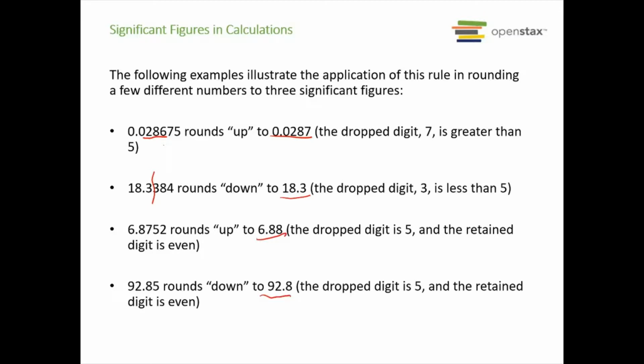I want to talk about these last two. 6.8752 rounds up because the first digit that we're dropping is that 5, and since it's next to a 7 as our last digit, we're going to want the final number to be an even number. So it's going to round up to 6.88 to make it an even number. 92.85, the 5 we're dropping, but we're already at an even number. So this is going to stay as 92.8.